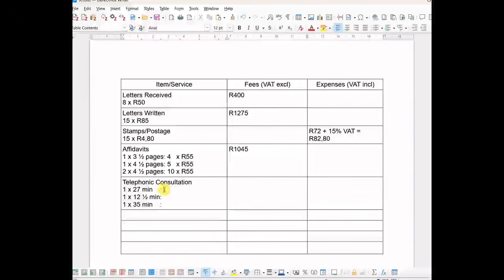Okay, so how many units of time is this 27 minutes? Remembering that 1 unit of time is 10 minutes. So we know 27 divided by 10 is 2 plus this 7 minutes. So it's 3 units of time, because remember we're doing part thereof. 12.5 minutes. So we know we've got at least 10 minutes plus 2.5 minutes. The 2.5 minutes falls into the next block of time, so we have to charge for it. So that is 2 blocks of time. 35 minutes, well, we know 3 times 10 is 30, plus 5, which is half a block, so we're charging for 4 blocks of time.